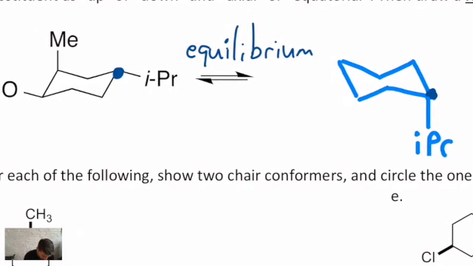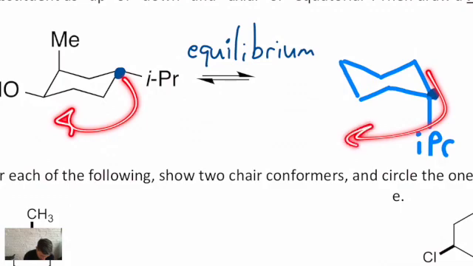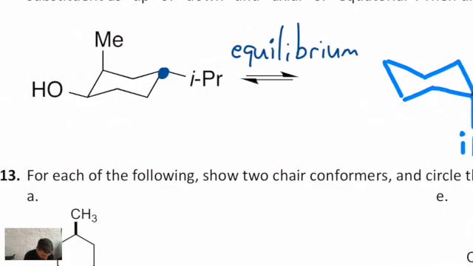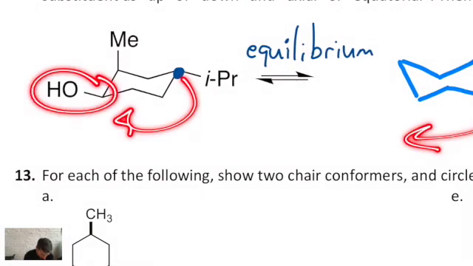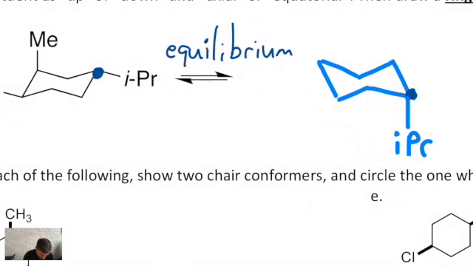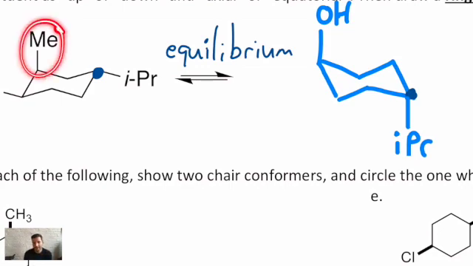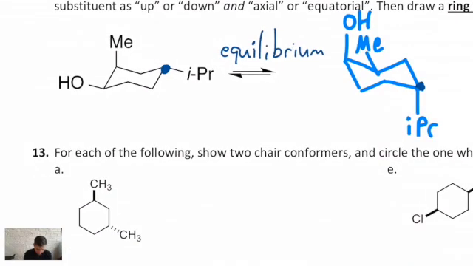Let's work our way around the ring. I'm going to go clockwise and keep going in this direction too. So then I have an up equatorial hydroxyl on the opposite side of the ring. That's going to give me an up axial hydroxyl on that position. And lastly, there's one more. There's this up axial methyl right next to the OH. So that's going to turn into an up equatorial methyl on that carbon back there. And those are the two chair conformations that are possible for that molecule.